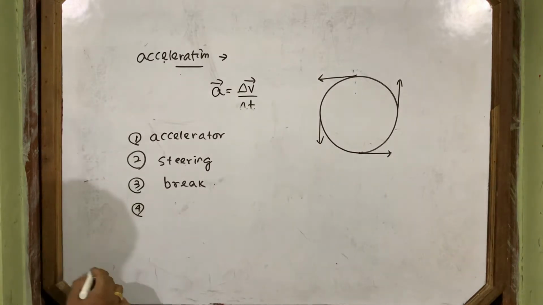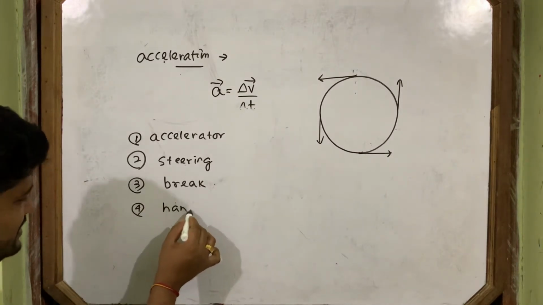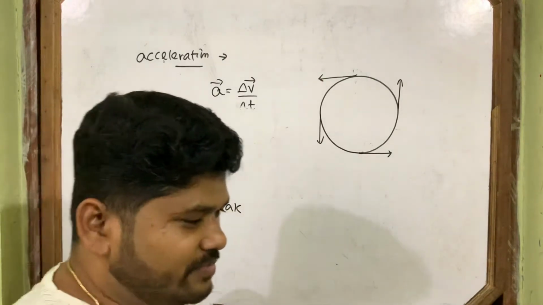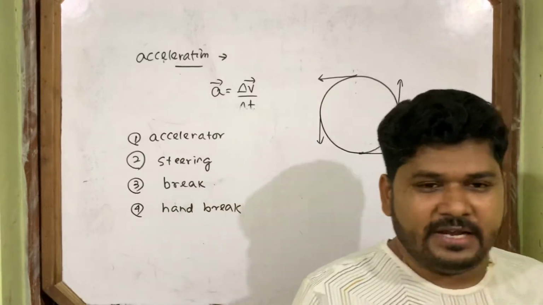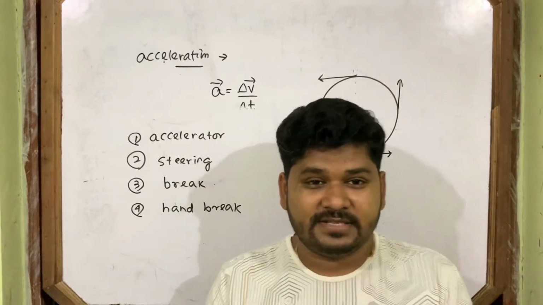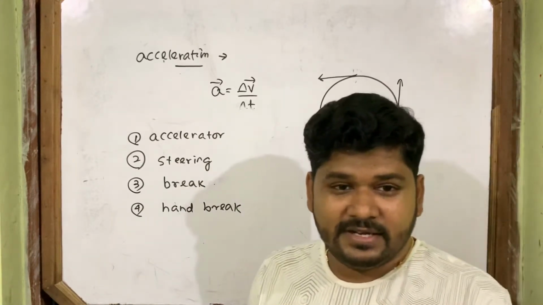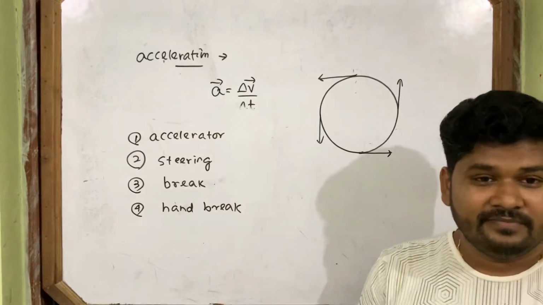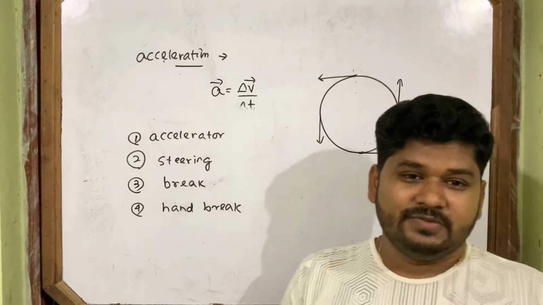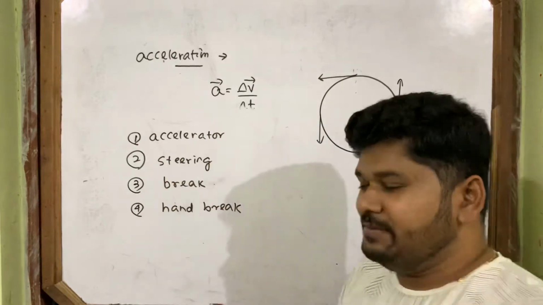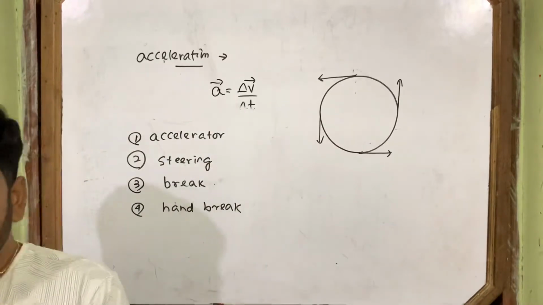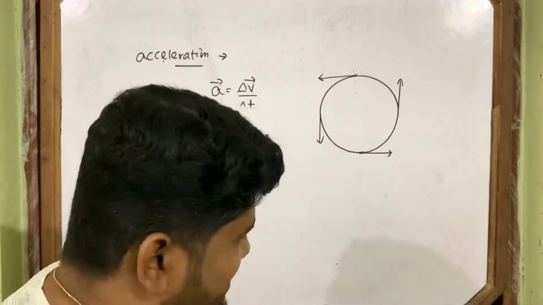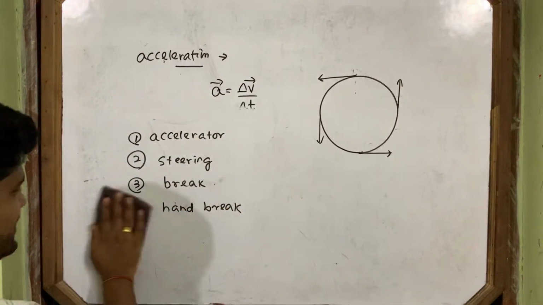Some students tell, sir, handbrake is also an accelerator. When the vehicle is moving, if you use the handbrake, the vehicle suddenly comes to rest. That also decreases the speed. So handbrake also can be counted as one accelerator. Like this, we can write that many accelerators are there in a car. So who told there is only one accelerator in the car? All these are the accelerators in the car.